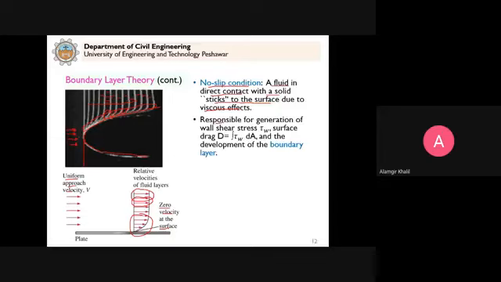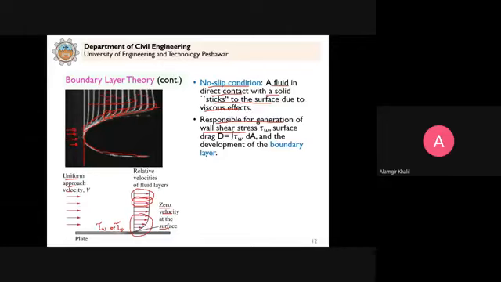Responsible for generation of the wall shear stress. Because of this velocity gradient, we have the wall shear stress that is generated here, and this is what we studied in the pipe flow also, tau naught or tau W. In some books it is denoted by tau W, in our book it is denoted by tau naught.